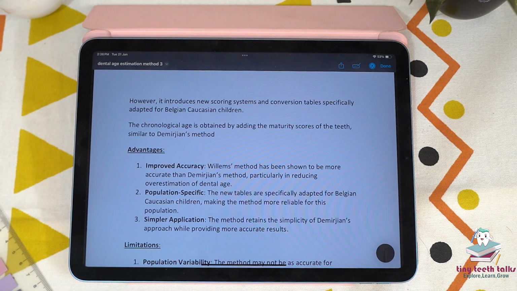So take a radiograph of the 7 left permanent teeth, identify the developmental stage, which is A to H, for each tooth. Each developmental stage is assigned a specific score based on a new table. Sum the score for all the 7 teeth. Use a new conversion table to convert the total score to an estimated dental age.